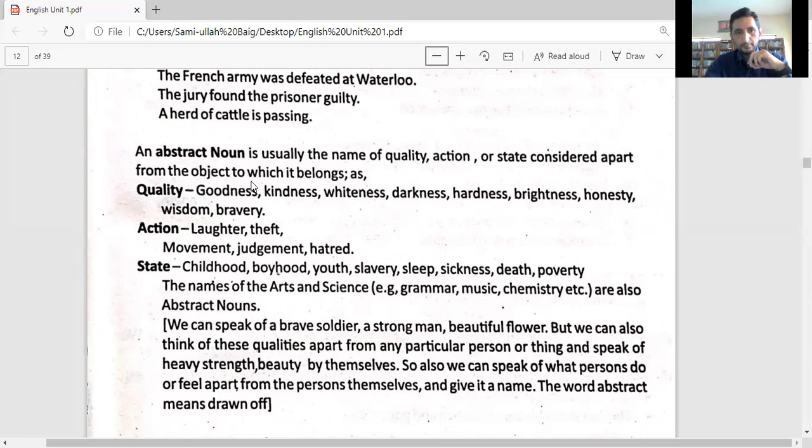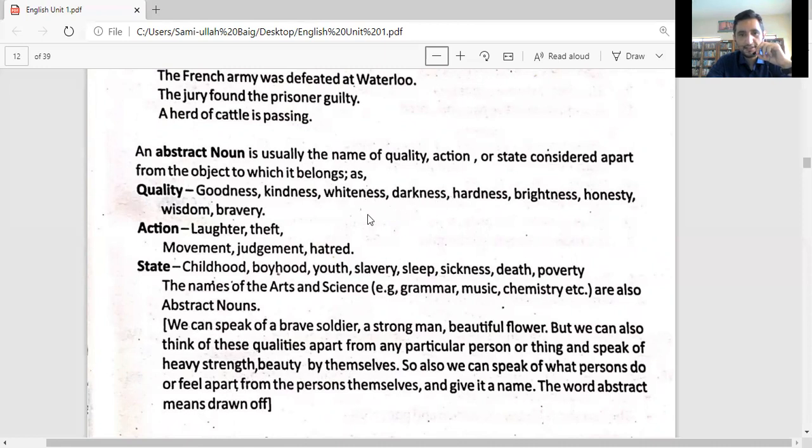Goodness, now here the term used here is a state considered apart from the object to which it belongs. Now goodness, something may be good. So the good in something is apart from the actual thing. For example, a person can be good, but the goodness is something we can think of separately from the person as well. So goodness is from good, kindness is from kind.